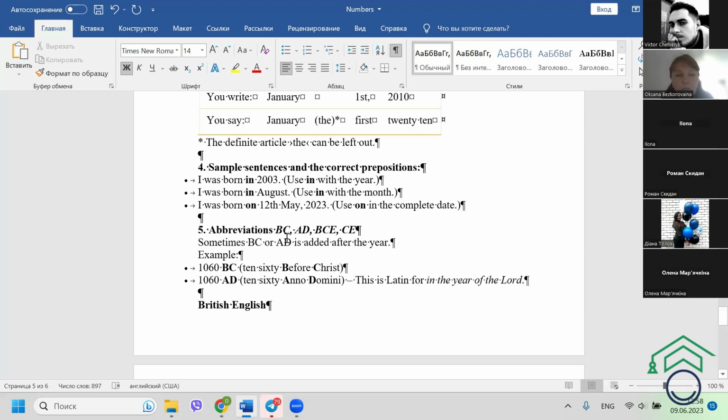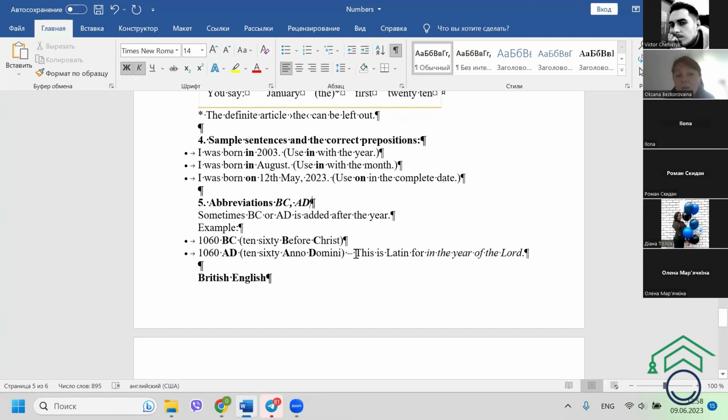Some additional information about abbreviations. We don't need that information. So, abbreviations, BC, before Christ, and Anno Domini. Sometimes BC or AD is added after the year. 1060 BC, before Christ. 1060 Anno Domini. This is the Latin for the year of the Lord. In the year of the Lord.